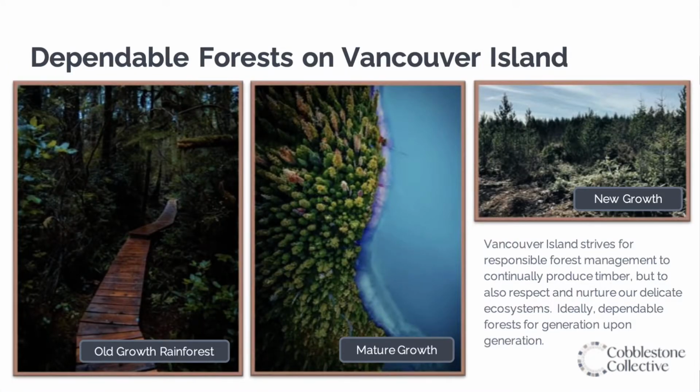And lastly, just dependable forests here. We have all different stages. We have our old growth rainforest with boardwalks. We have our mature growth, and mature growth means a tree that has grown for about 40 years. And we always have our new growth because in BC, we actually plant 3 trees for every one that we take down, which makes it both a dependable and sustainable forest. So we always have those 3 kinds.